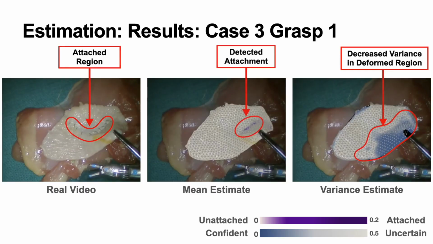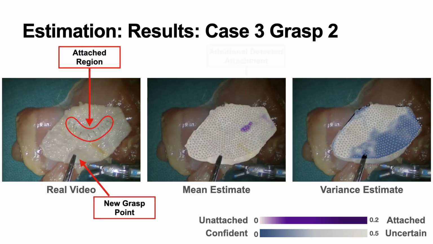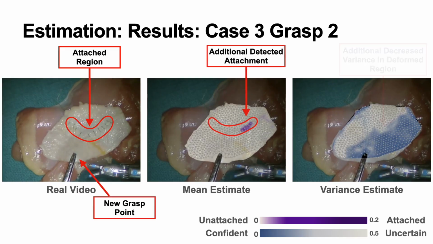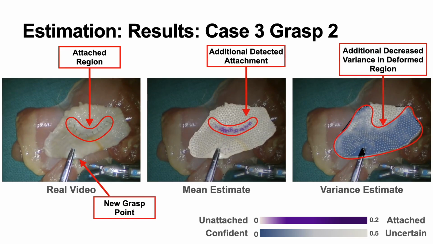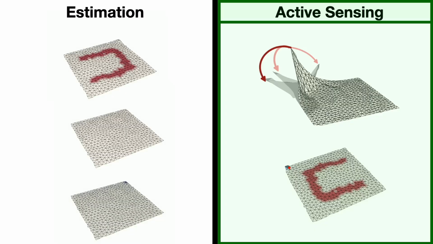We sutured chicken skin onto pieces of chicken thigh to create attachments. Notice the uncertainty decreases in the deformed regions shown in blue, while the estimated attachment points shown in purple began to closely match the sutured region.